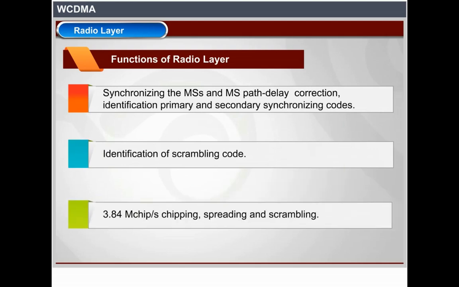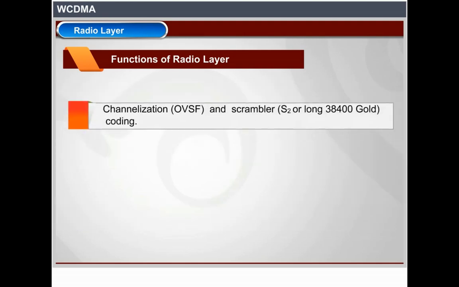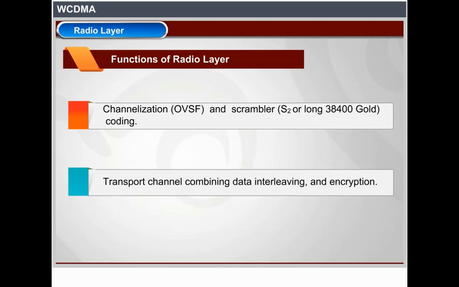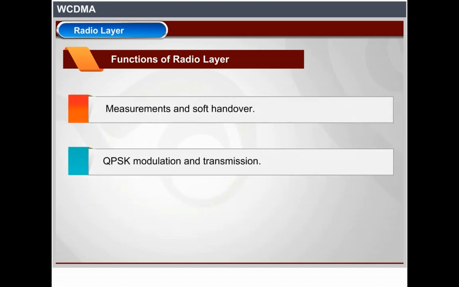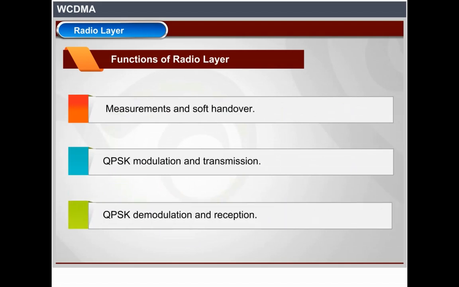3.84 M chips, chipping, spreading and scrambling. Channelization, OVSF and scrambler, S2 or long 38,400 Gold coding. Transport channel combining, data interleaving and encryption. Measurements and soft handover. QPSK modulation and transmission. QPSK demodulation and reception.